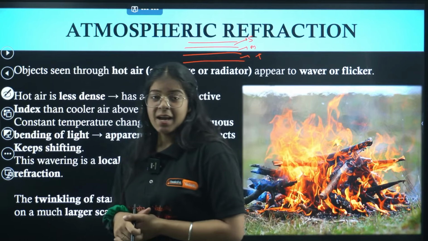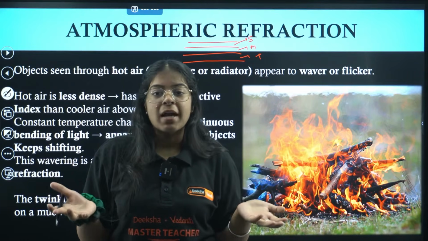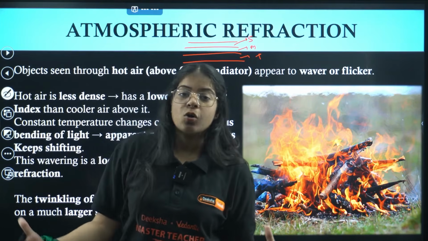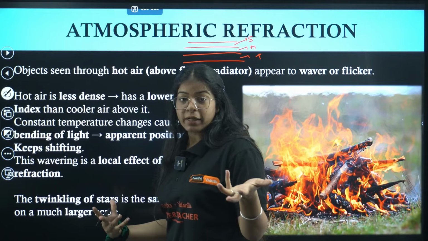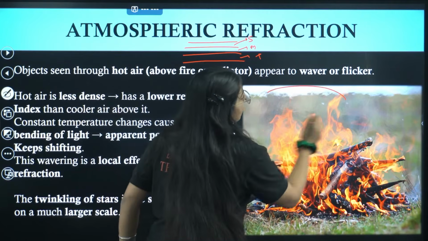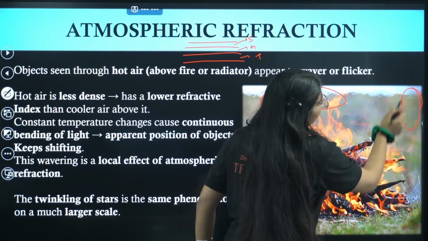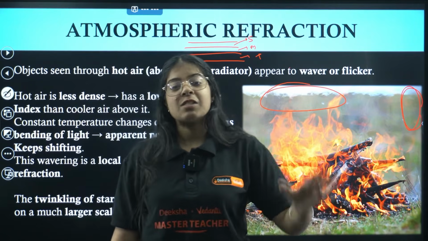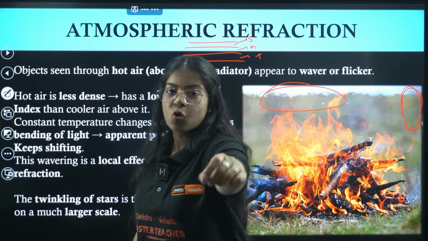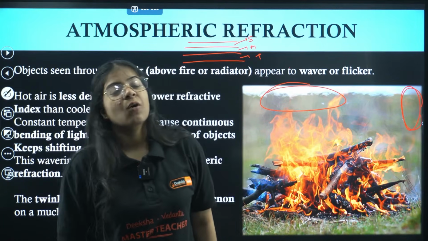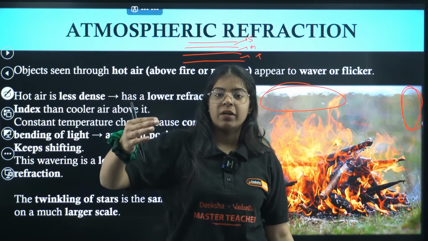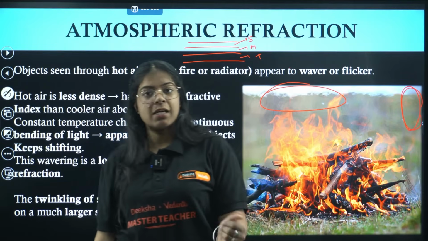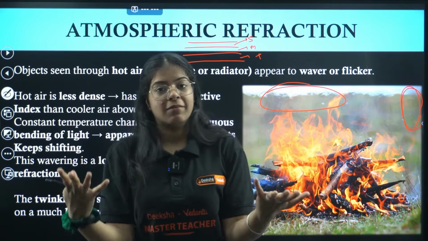When you light a fire, the air around it gets hot, and the hot air is less dense than the cold air. So, here the air is hot, but somewhere far or behind this fire, the air will be cold. Now, the light is passing from cold air to hot air, and then to cold air, and then to your eyes. Cold air is more dense and hot air is less dense, so the density changes, and the refractive index changes.